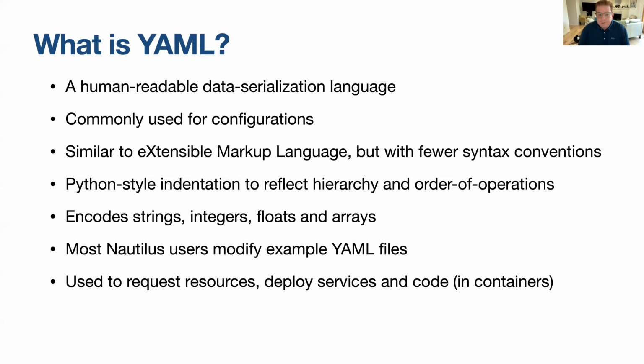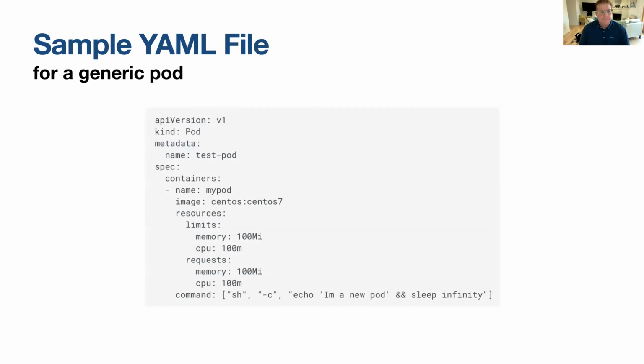It's pretty loosey-goosey when it comes to typing. It can encode strings, integers, floats, and even arrays. And most Nautilus users don't make their own YAML files. They find one in an example and they modify it. And ultimately, it's used to request resources, deploy services, and your code in containers, of course.